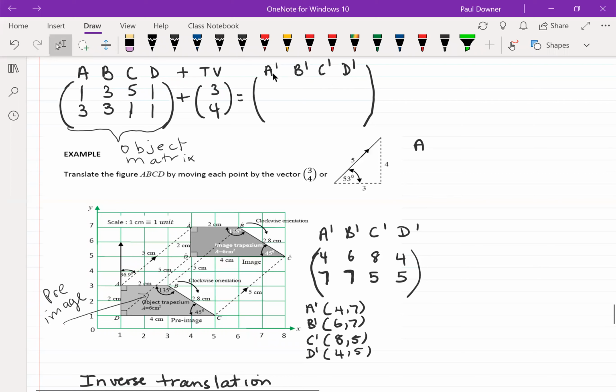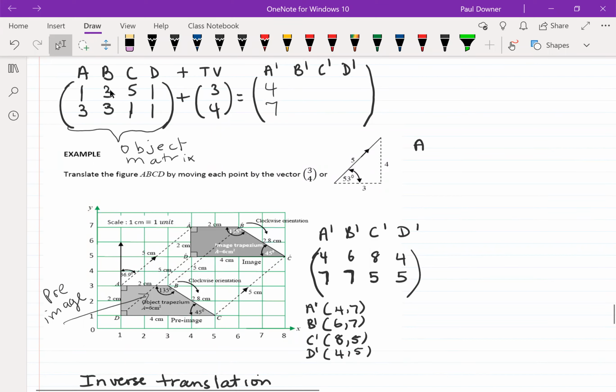So the image point for A prime, which would be the image of A, is found by adding 1, 3 and 3, 4 together. So what would happen is this 1 would be added to the 3 to give us 4. And then this 3 here would be added to this 4 to give me 7. 3 and 4 is 7. So you have 4, 7 for A prime.